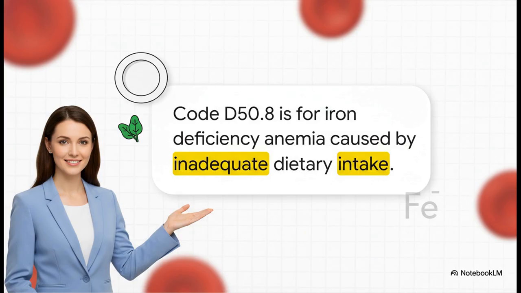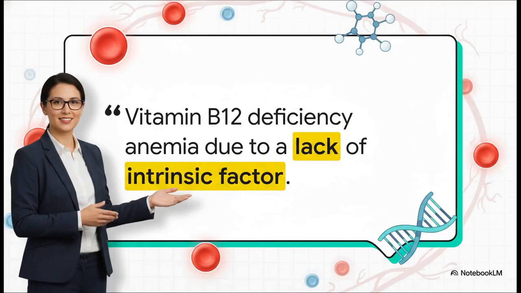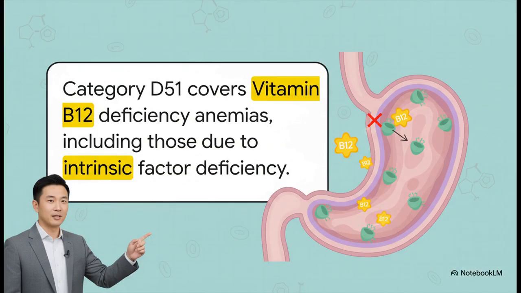We use this specific code because the cause, inadequate diet, is clearly stated, making it more specific than the unspecified D50.9. All right, scenario number 2. This time, the note says vitamin B12 deficiency anemia due to a lack of intrinsic factor. Which code category are we looking at now? Yep, you got it. That puts us squarely in the D51 category.